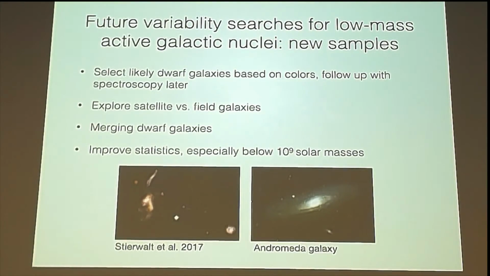I'm interested in exploring the population of AGN in satellite versus field dwarf galaxies to see what sort of factors impact AGN fueling in these smaller systems. We can look at catalogs of merging dwarf galaxies. An example of such a catalog is shown on the bottom left, with one such object. The goal here will be to improve statistics, especially for galaxies with stellar masses below 10^9 solar masses, so that we can really push down on our estimates of the occupation fraction there.